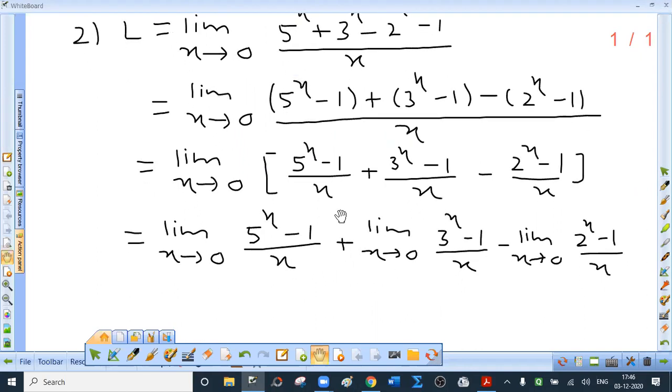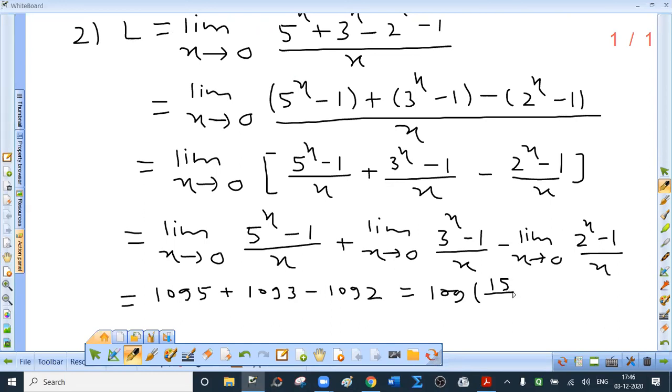Now each function is in standard form. So log 5 plus log 3 minus log 2. So this is nothing but log of 15 upon 2. I hope you understood this. Okay.